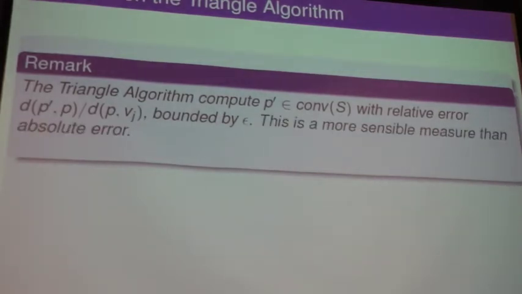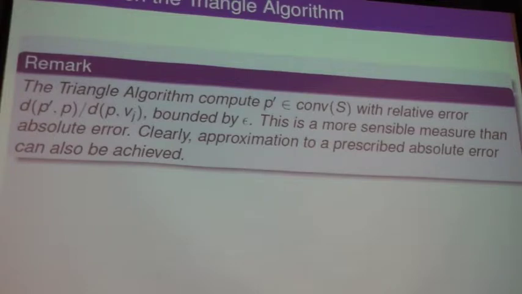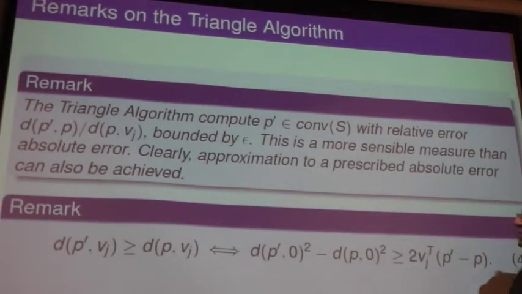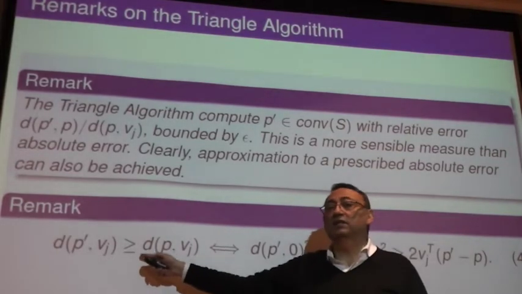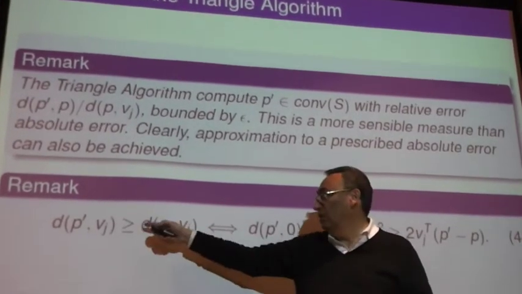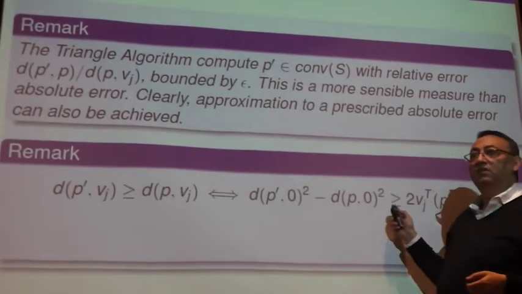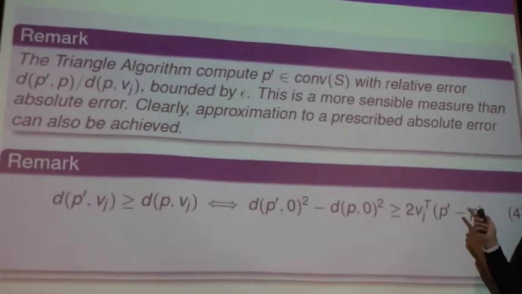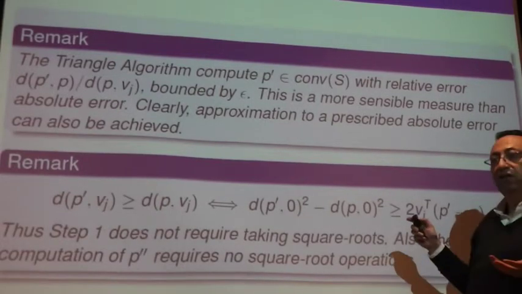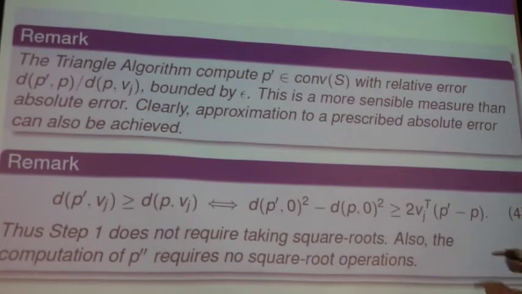Okay, so here I mentioned this already. One more remark is that the only thing that the algorithm does is compare two distances. But if you square the distances, you don't need to do any square root operations. So we can carry out the algorithm with elementary operations, in step 2 as well, which is the step that finds the closest point.